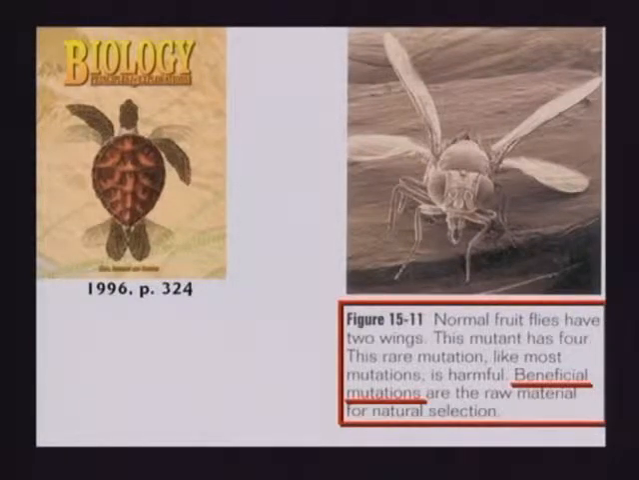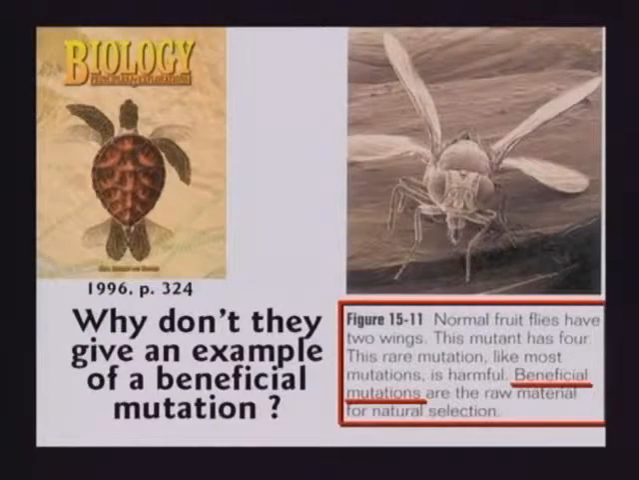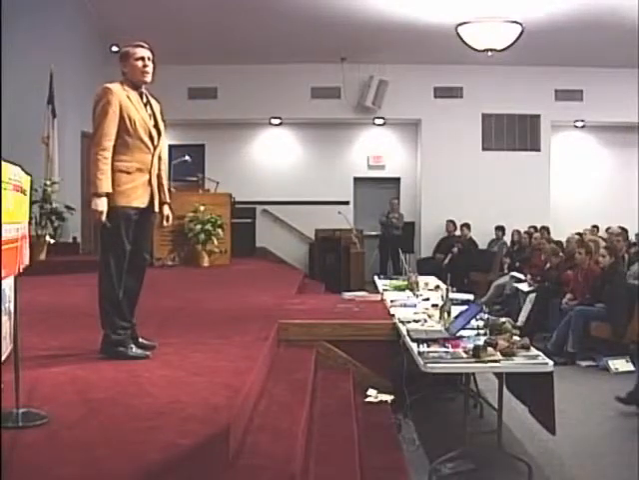Excuse me, teacher. Why don't they give an example of a beneficial mutation? Why did they show us a bad one and tell us about the good ones? You see, beneficial mutations are pure imagination. They don't exist in reality. You have to imagine that they happen. Oh, wow, there must have been a bunch of them too. Nobody ever shows one.